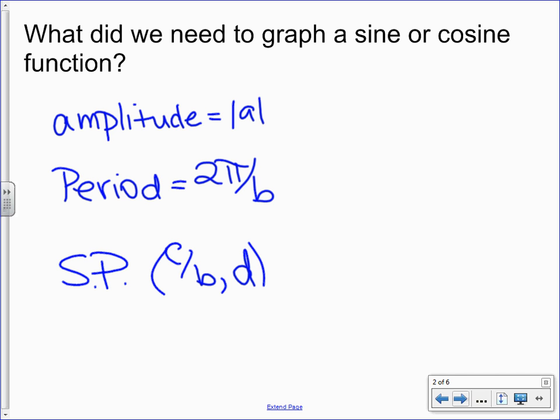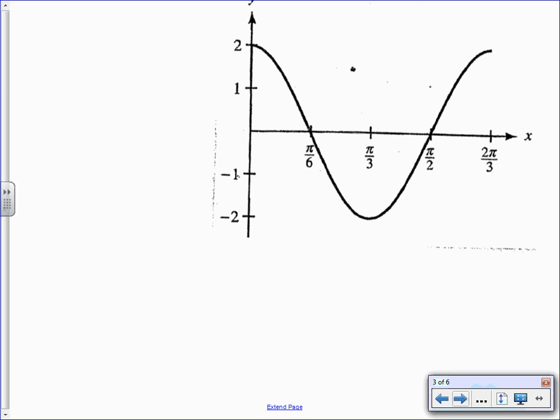Back up here. Okay, we need to know whether A is positive or negative because that tells us if we have a reflection or not, right? So if we find these 3 things, we can graph our sine or cosine curve. So what we're going to have to be able to do is identify these 3 things from our graph in order to get A, B, C, and D. Okay? So here's an example of what you might see.